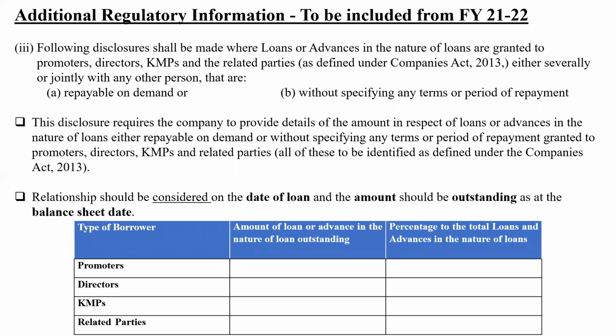Now further, in the case of promoters, directors, KMPs' holding or related party holding on the date of loan and the amount outstanding at the balance sheet date. Like in the case of interim or final balance sheet date, it is 31st March or the interim date, that has to be provided.